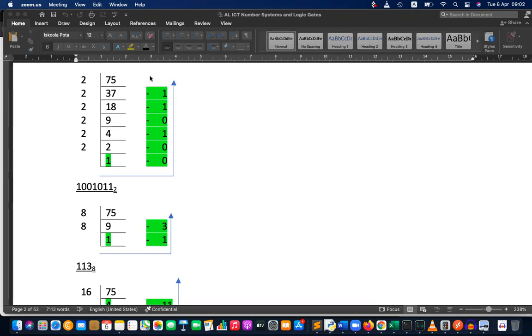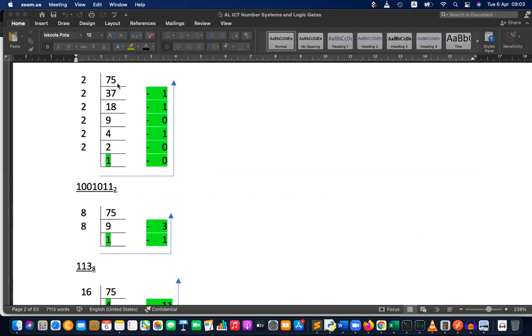Actually, the intention of this division is to get all 1s and 0s. If nothing remains, 0. If something remains, it's 1. It should be 1, no? A remainder of 2 is not possible because you are dividing by 2. It will not happen because it can also be divided by 2.